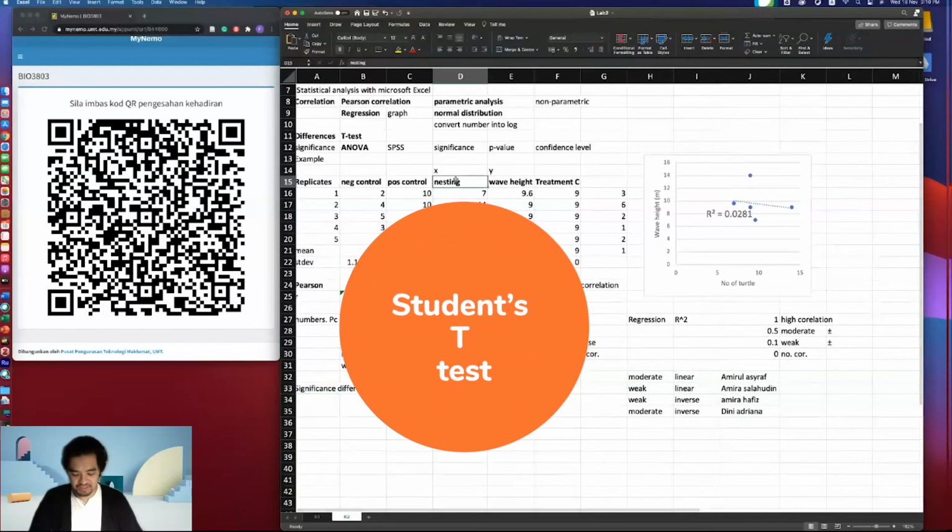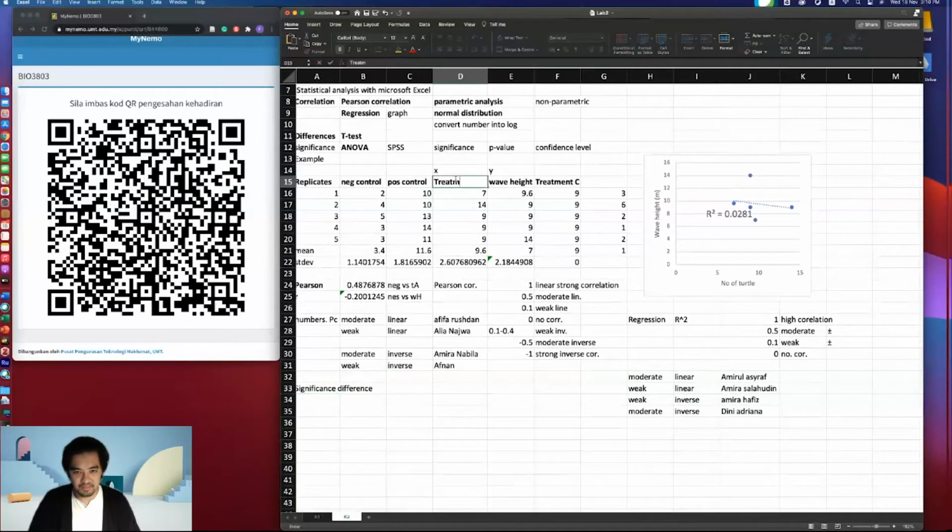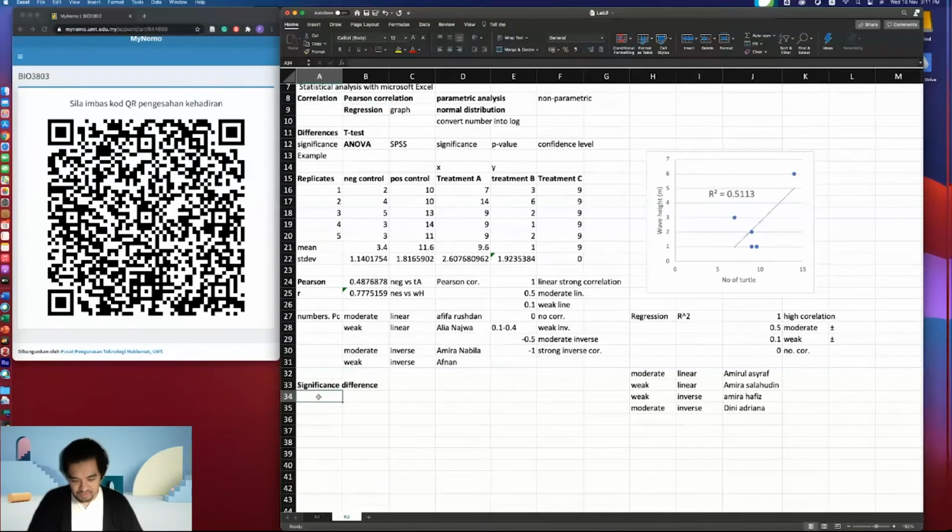That's only one. I'm changing this back to treatment A, treatment B. Okay, just gonna put this thing back. For today, I'm going to teach you guys how to do T-test. There are so many types of T-test. All right, there is a Student's T-test, a Welch's T-test. Today, I'm going to teach you guys how to use the Student's T-test.